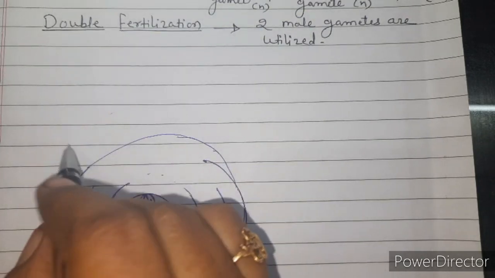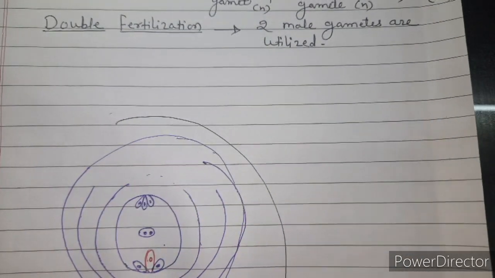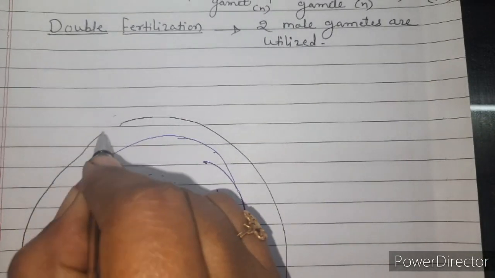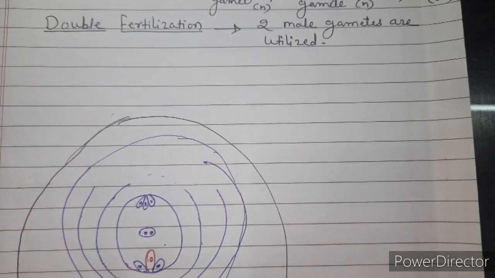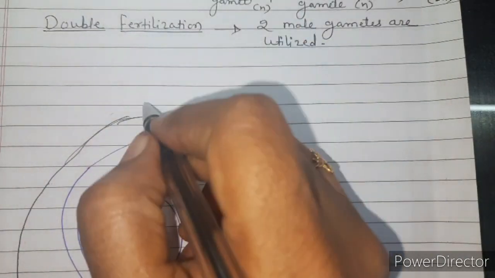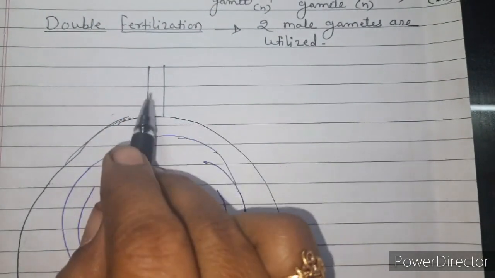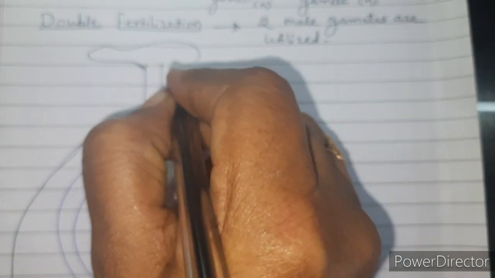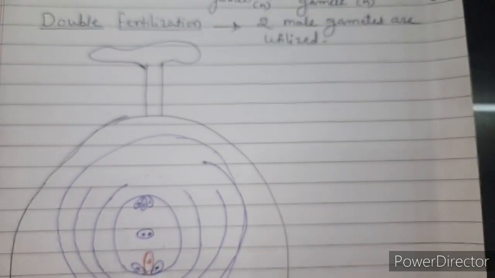Now, see here, I will draw the structure. Suppose this is the ovary. I have drawn a single ovule in the ovary. This is the ovary, and this is the placenta, suppose. Now, you know that above the ovary there is the style, and suppose this is the stigma. So, stigma, style, and this is the ovary.